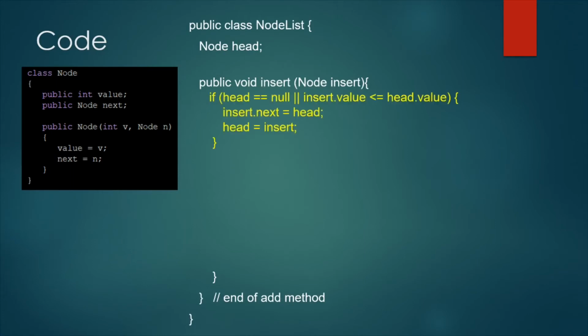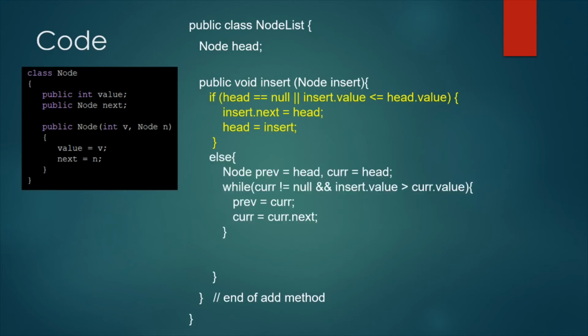This first if statement checks basically two things. One, it checks to see if our linked list is empty or not, or if it checks that node insert, which is our new node, has a value less than or equal to the head. This either checks if our linked list is empty, or if the value we wish to insert is the smallest value out of our entire linked list. In that case, we would just put it at the beginning of the linked list.